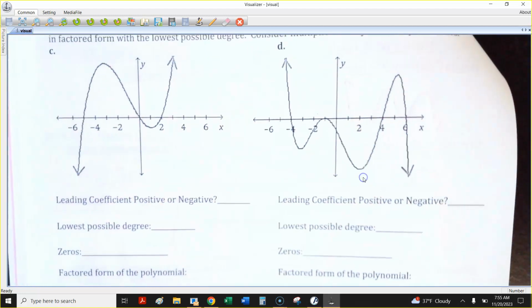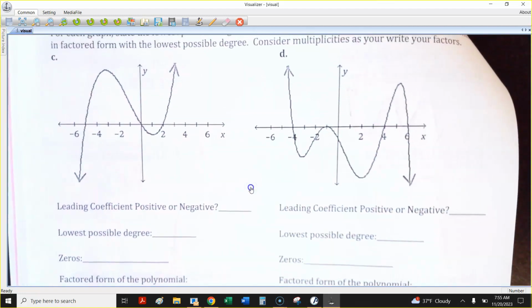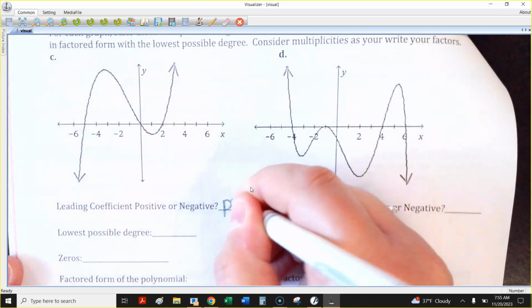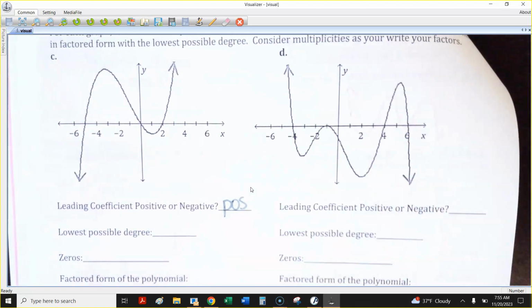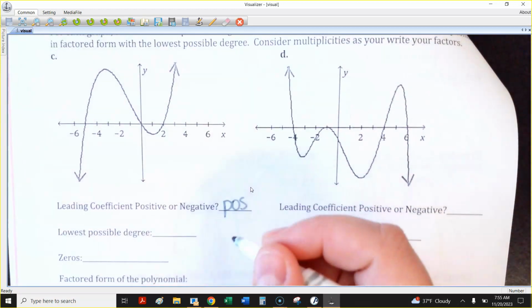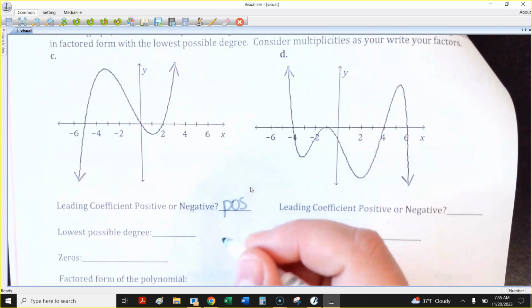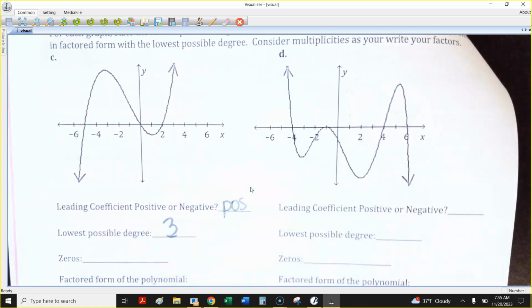All right. So, you guys think, is the leading coefficient here positive or negative? Has to be positive. Whatever it's doing on the far right of the graph, so this one's going up. If it's positive, whatever it's doing on the far right, that'll be up is positive, down is negative. So this will be positive. What's my degree, my lowest possible degree here? 3.